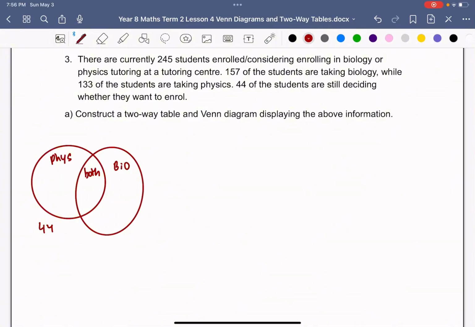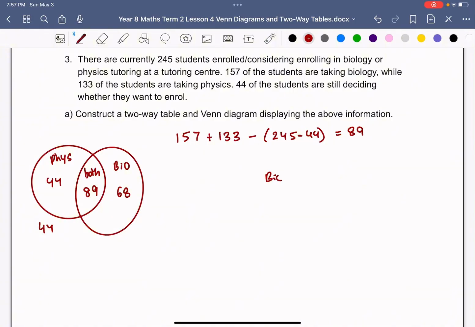To find the overlap, I'm going to do 157 plus 133 minus, we're going to do 245 minus 44. That would give me the overlap, which is 89. If 89 do both, I have 68 left for bio and 44 left for physics. Now we can construct a two-way table.